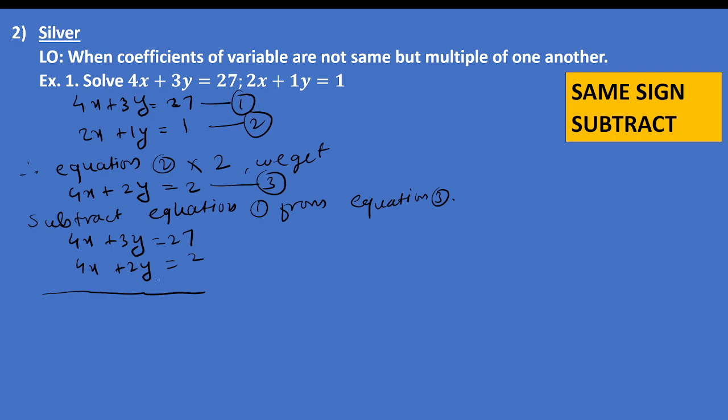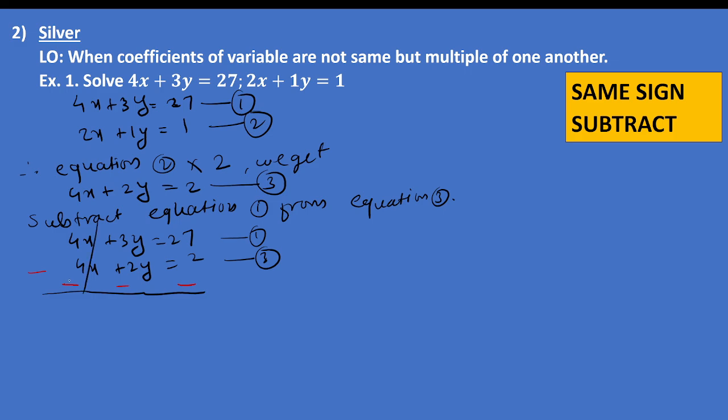Now I believe you must be wondering why I directly wrote subtract. It is not random. I checked the signs of these terms, and they are plus, plus in both places. So we know that whenever we have the same sign, we go for subtraction. So we are having the same sign here, that's why we are using minus. So with the minus sign, I am changing all terms of equation number 3 by minus. So this is 1, this is 3.